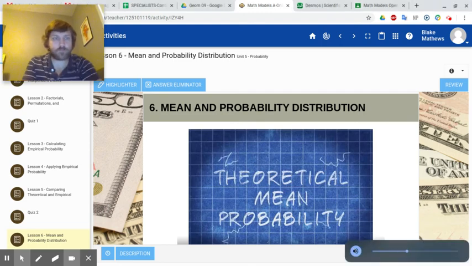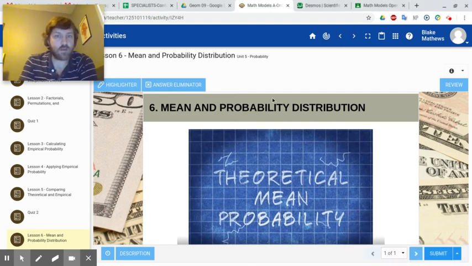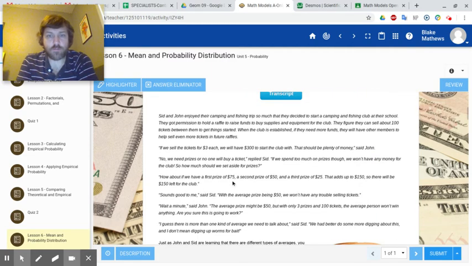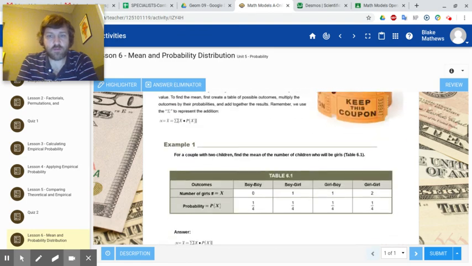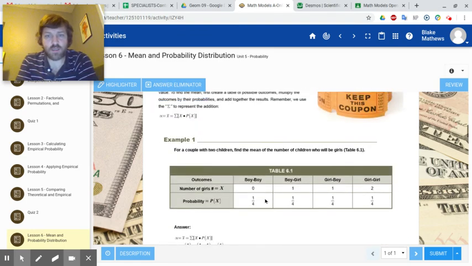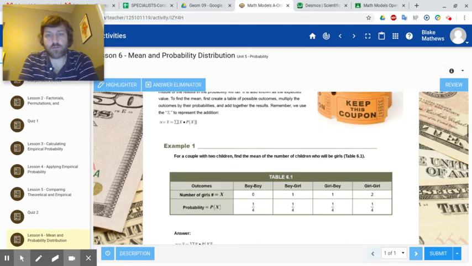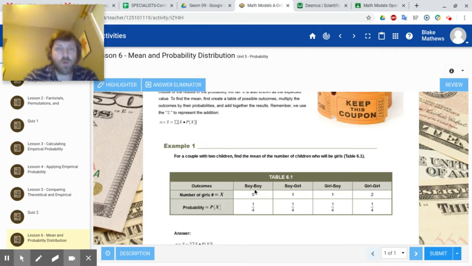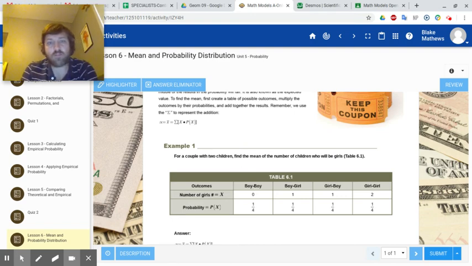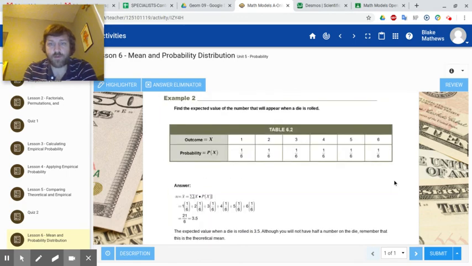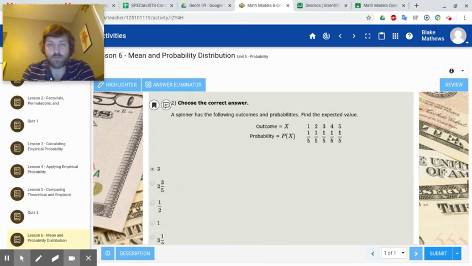All right. We're looking at lesson 6, probability distribution and mean. This lesson is really dealing with the idea of when we have a situation where there's multiple possibilities that have probabilities for each one, and we want to know what the probability is of, in a sense, part of that coming true. So in this example, I'm actually going to go all the way down and use this example here.